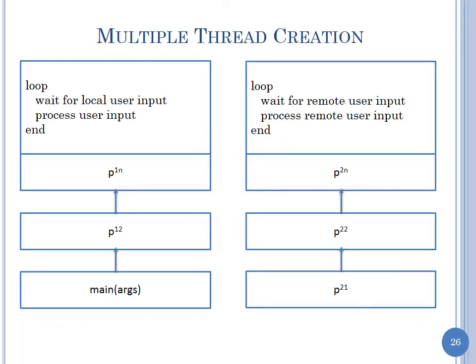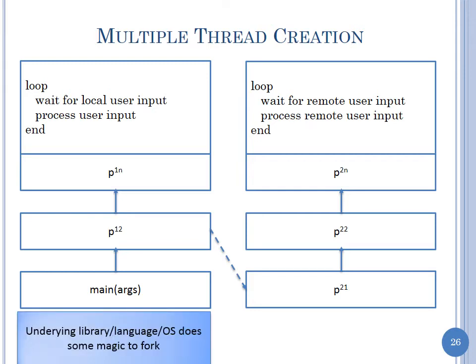So now we have this, and for multiple threads to be created, we have to create the threads from an existing one. The language and the system knows about one thread. That's the default. And somehow from that one thread, we're going to create multiple threads. So there must be some code in that initial thread that went and created the other threads. Okay. So somehow from some procedure that's involved in this particular thread, a fork happens. And that fork results in P21 being called. Okay? So underlying library, language, OS does some magic to fork. Okay? That we will not study here.